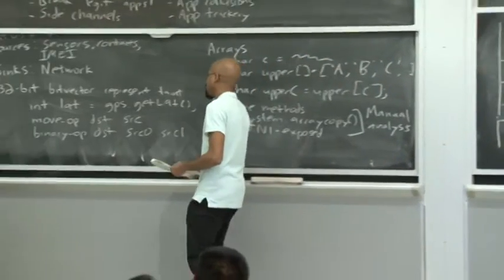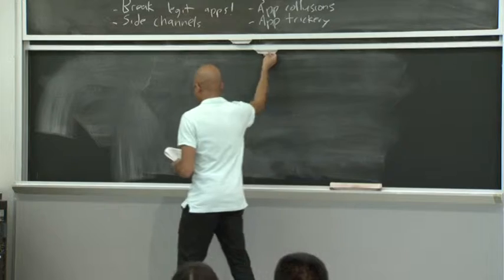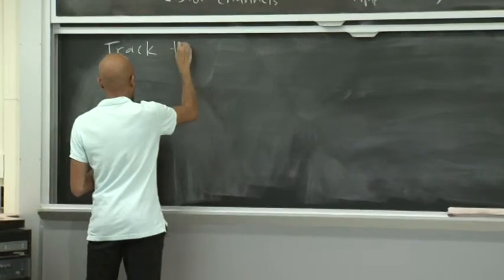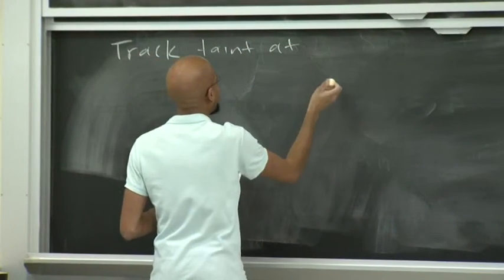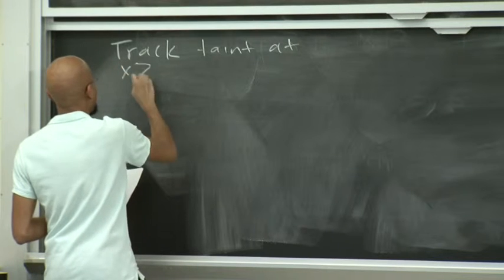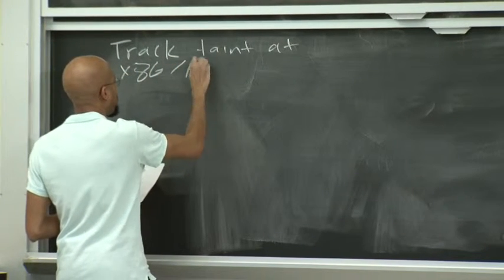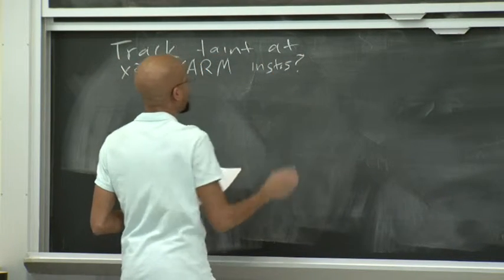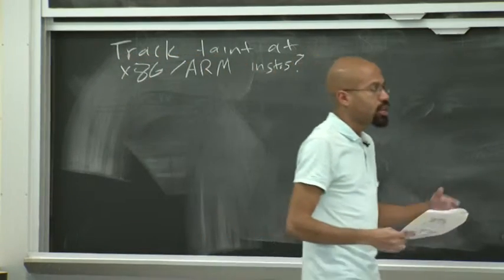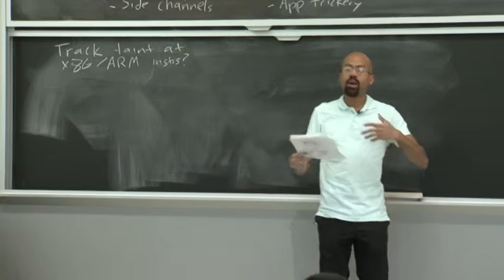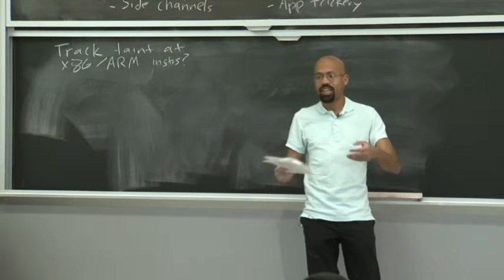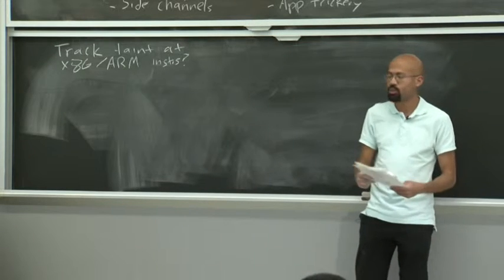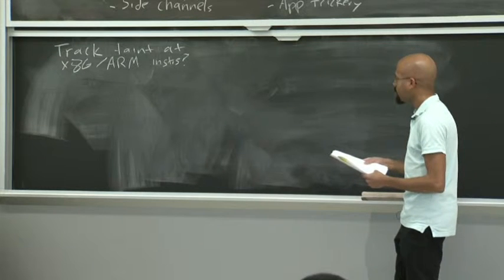So one thing you might think to yourself is, could we track taint at the level of x86 instructions, or maybe ARM instructions? One reason that might be useful is that we could then understand how information flows through arbitrary applications, not just ones running inside this tricked out VM that requires you to run Java and so on and so forth. So why not track taint at that level?